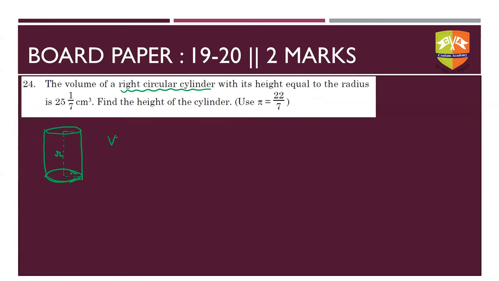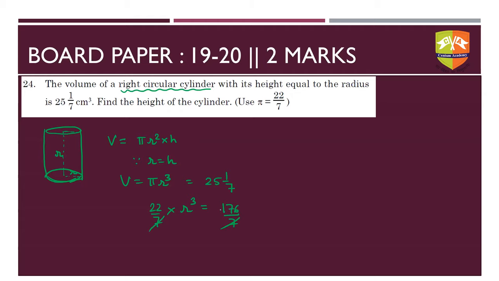So what is the volume? Volume of a cylinder, always write the formula first. Don't jump onto the numbers or numerals. So this is nothing but pi R square into H. In this case, since R is equal to H, the volume will be pi R cube. And this is equal to how much? 25 1/7. So pi is 22/7 into R cube is equal to 25 176, 176 by 7.